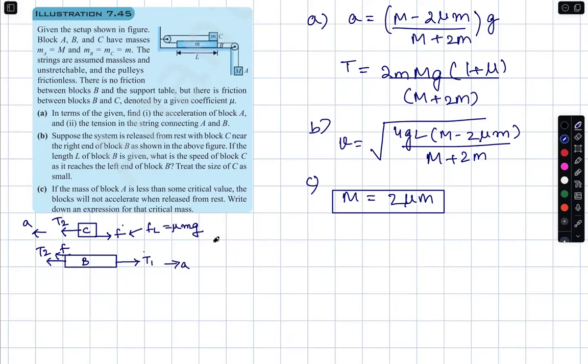By the way, I forgot one out of all these. What is that? The free body diagram of A. What is the free body diagram of A? Which is nothing but mg and tension T1.